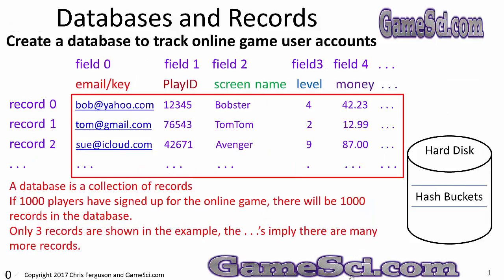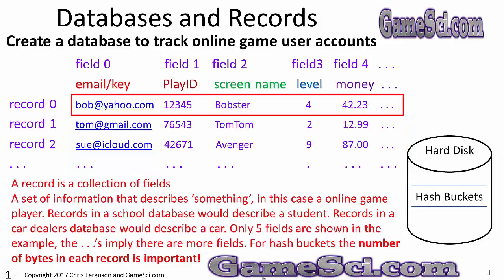A database is a collection of records. I've circled in the box 3 records. If 1,000 players have signed up for the online game, there'll be 1,000 records in the database. Only 3 records are shown in this example. The dots imply that there are many more records, so I have more than 3 records down here. The dots over here mean there are more fields in each record.